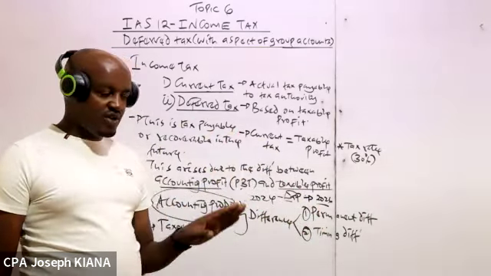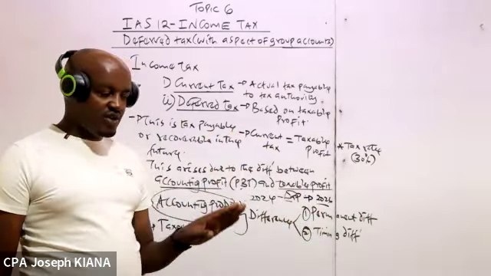The first term here is the carrying amount. What do we mean by carrying amount? Carrying amount is generally the value at which an asset or even a liability is recorded in the statement of financial position. Very simple. So this is the value of assets or liabilities in the statement of financial position.